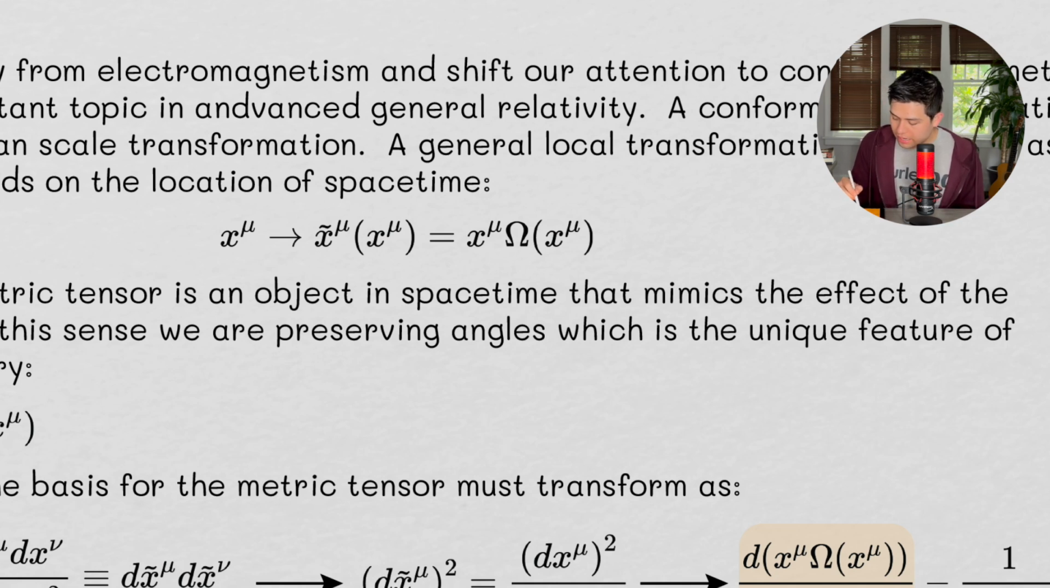Okay, and we have this new coordinate system. It's a function of the old coordinate system. Now, what exactly is this function? Well, when we're talking about conformal transformations, it looks something like this. Okay, where we have the old coordinate system multiplied by some scale factor. The scale factor, again, depends on where you are, and this is that scale multiplication I was just talking about.